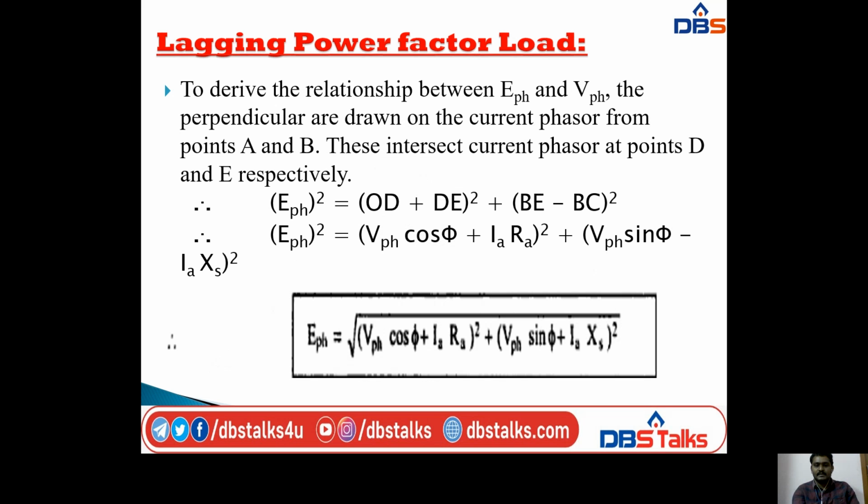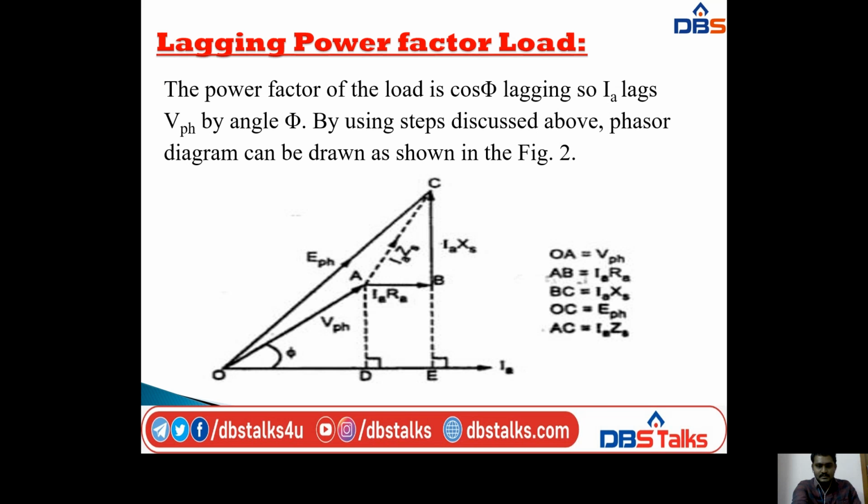V phase cos phi plus DE, which is IARA. IARA, also AB, is equal to DE. Why? Because IARA is always in phase with IA, that is, in the direction of IA. That's why I draw the IARA drop parallel to IA. So AB is equal to DE. If you see the diagram, AB is equal to DE, that's why DE is also IARA. So AB is equal to DE is equal to IARA.